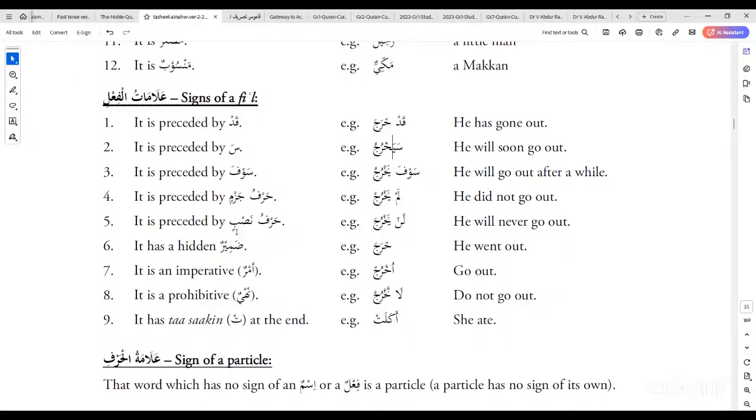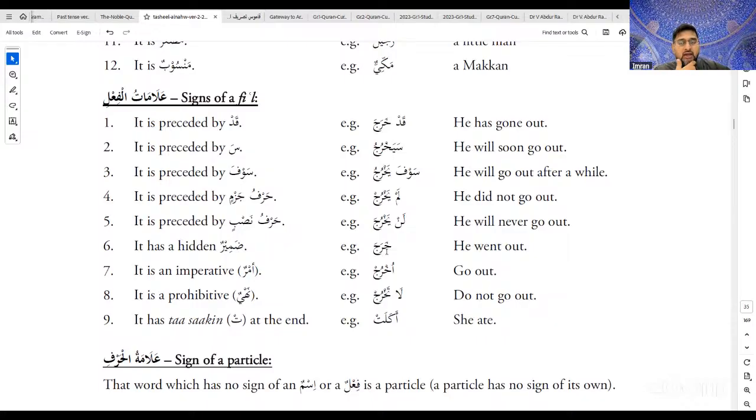Kharaja, for example, he went out. So exactly. Every verb in the Arabic language has a suffix, a letter attached to the verb, which indicates who is performing the action. However, there are 14 verbs for the past tense and present tense, but there are a few verbs where there are no suffixes, so there's a hidden pronoun demonstrating who is performing the action, and that verb is kharaja.